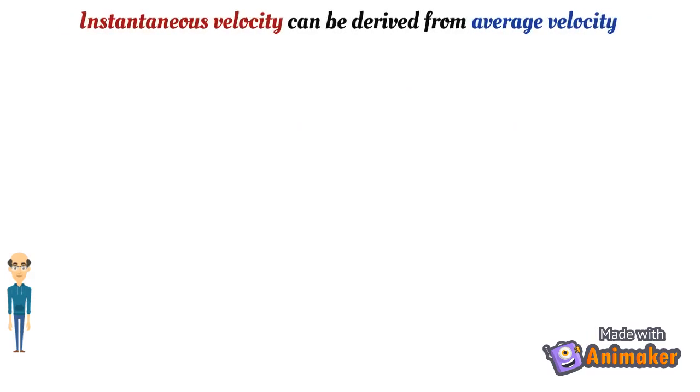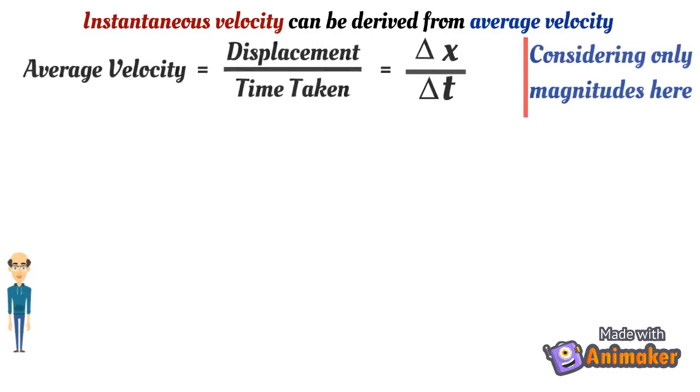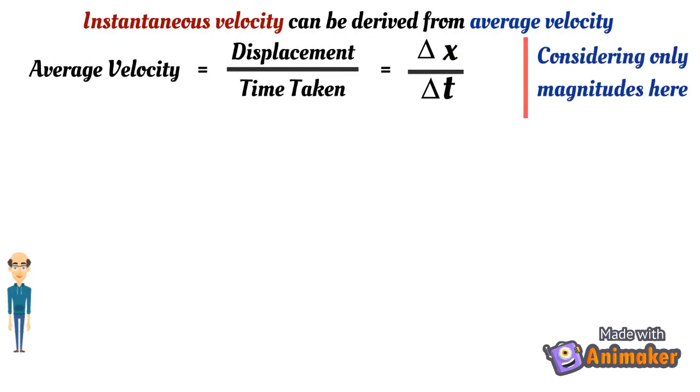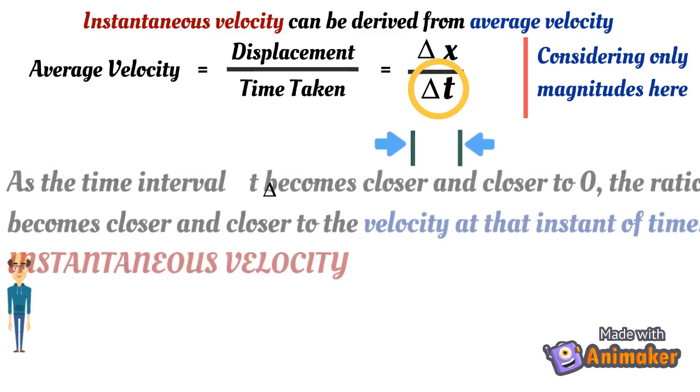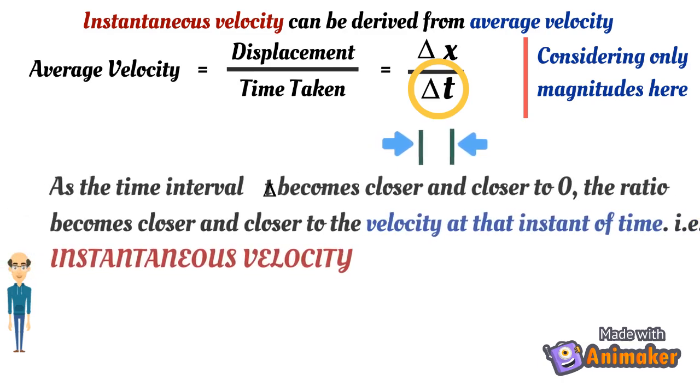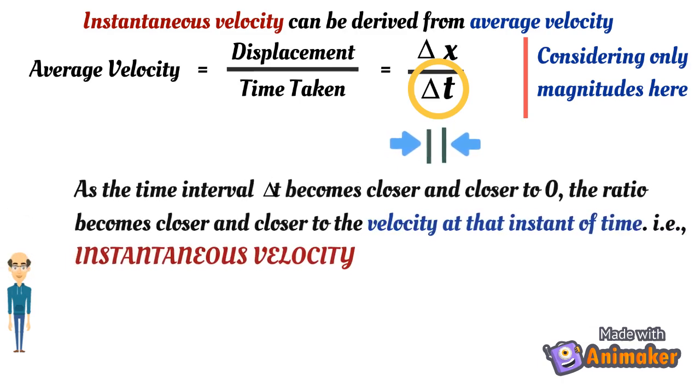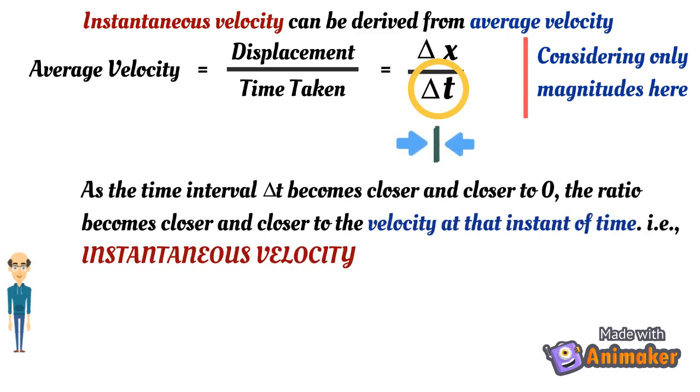Mathematically speaking, instantaneous velocity can be derived from average velocity by shrinking the time interval delta t over which we are calculating the average velocity closer and closer to 0. As delta t becomes smaller and smaller and gets closer and closer to 0, the average velocity approaches a limiting value, which is the velocity at that instant of time. We represent that mathematically as limit of delta x divided by delta t as delta t tends to 0.